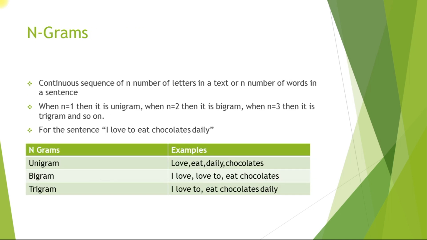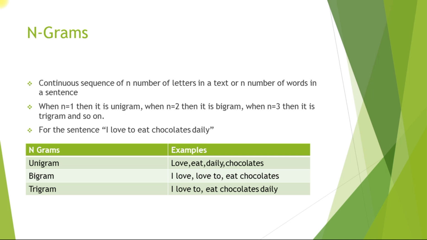Okay, there is another important concept called n-grams. So what are n-grams? N-grams are a continuous sequence of n number of letters in a text or n number of words in a sentence. When n is 1, it is called a unigram. When n is 2, it is called a bigram. And when n is 3, it is called a trigram.